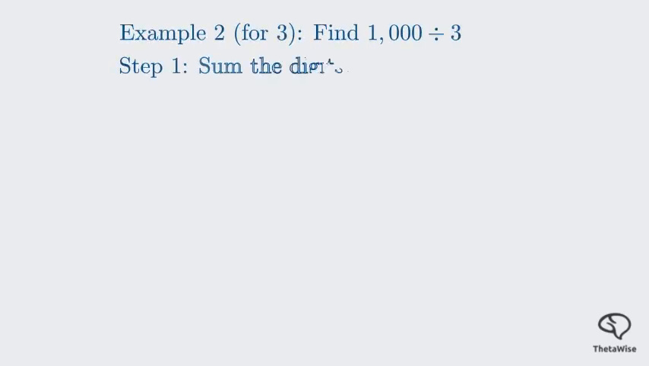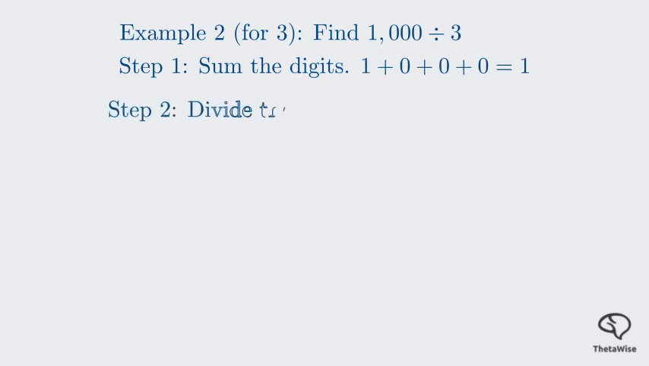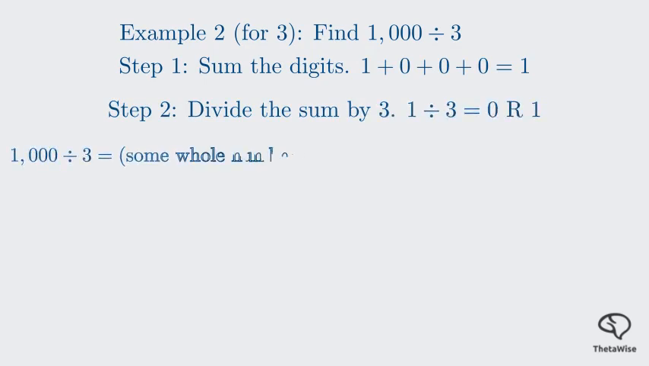Find 1,000 divided by 3. Sum the digits. 1 plus 0 plus 0 plus 0 equals 1. Divide the sum by 3. 1 divided by 3 is 0 with a remainder of 1. The remainder is 1. So 1,000 divided by 3 is some whole number plus 1/3, which is 0.333. Let's do one more for 3.